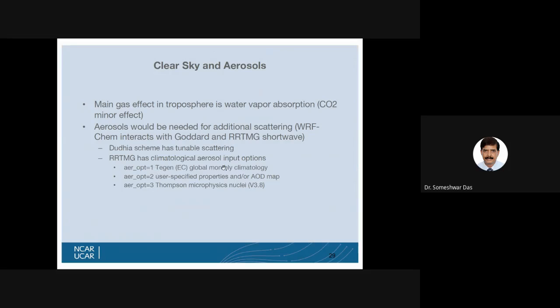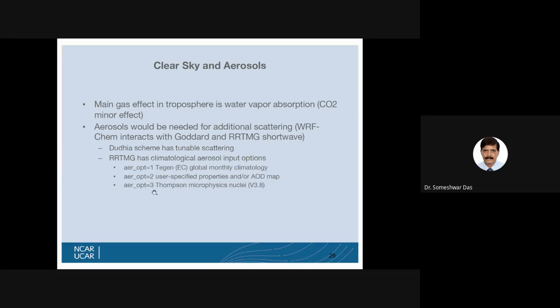RRTMG has climatological aerosol input. If you are using RRTMG, that means you are using the climatological distribution of aerosols, and there are options available for that. Aerosol option 1 means you are using the global monthly climatology of aerosol. If you are using option 2, you have to specify the aerosol optical depth map yourself, and you have to get that from satellite data. So all the provisions are available, whether you want to use satellite data yourself or the climatological data globally, according to your option.